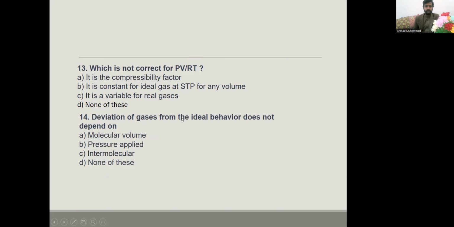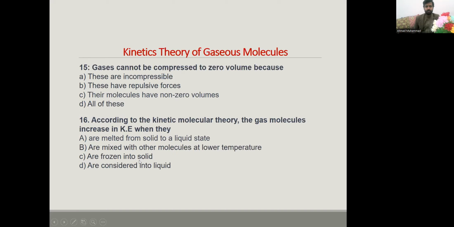Deviation of a gas from the ideal behavior does not depend upon the molecular volume, pressure applied, and intermolecular forces, none of these. So actually this is also the D option, because these deviation behaviors depend on all these factors: molecular volume, applied pressure, intermolecular forces. The ideal behavior also depends upon these factors. So the option is D, none of these.